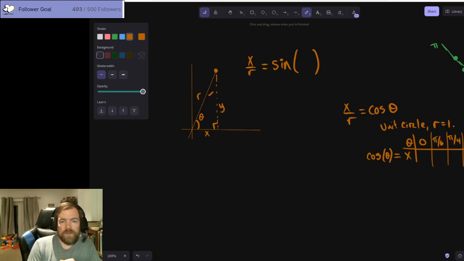Almost. So we'll just label it alpha, first of all. But more importantly, right, what is alpha? Alpha has what relationship to theta?